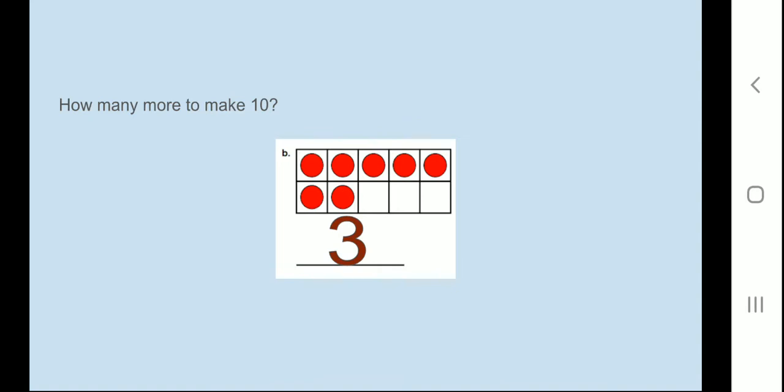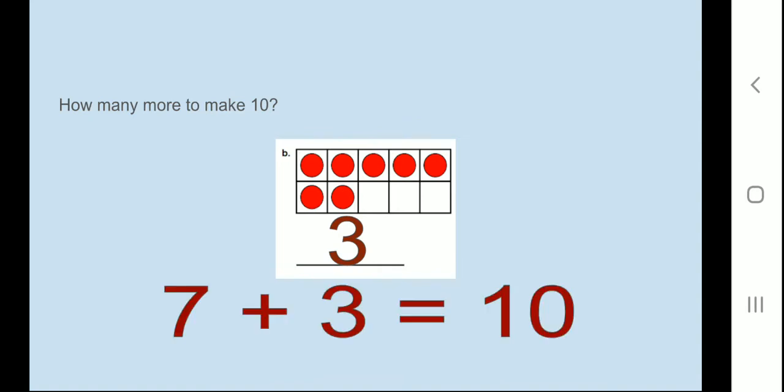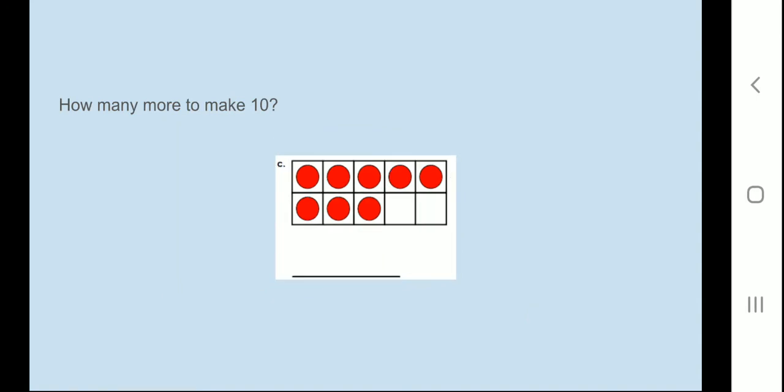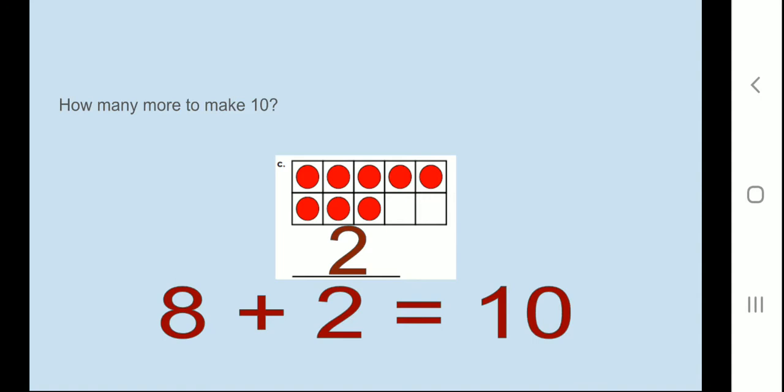Our number sentence is 7 plus 3 equals 10. There were 7 counters in the tens frame. You need 3 more to get to 10. 7 and 3 make 10. How many more to make 10? Two more counters make 10. That's because we already have 8 counters and you need 2 more to make it full to make 10.